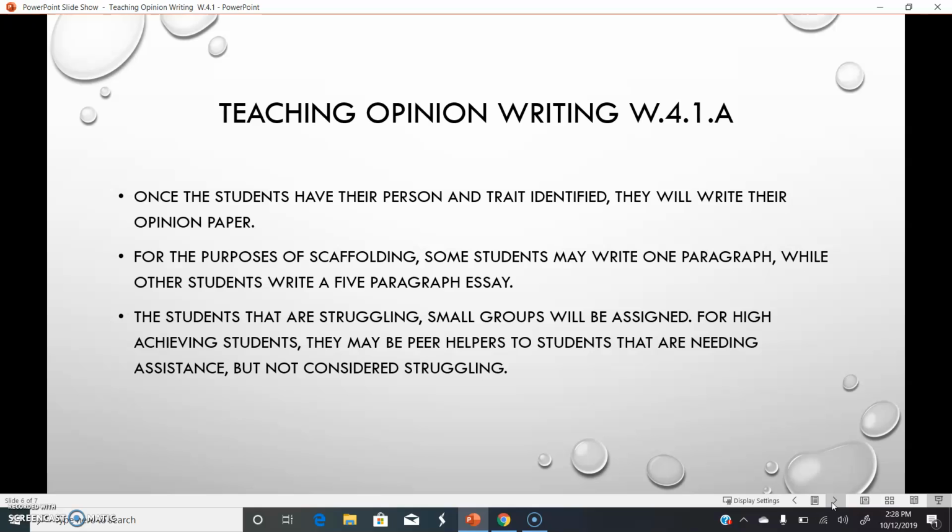Once the students have their person and trait identified, they will write their opinion paper. For the purposes of scaffolding, some students may write 1 paragraph while other students write a 5-paragraph essay. Your student will know what is expected. For our struggling students, we might work in small groups. For our high-achieving students, they may be peer helpers to students that may not be struggling but just need a little bit of extra assistance.